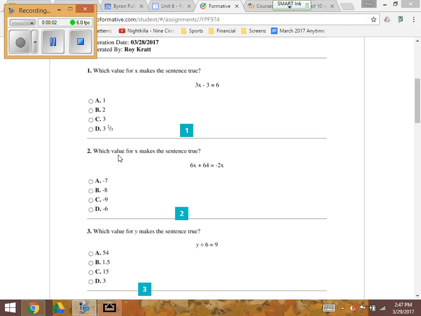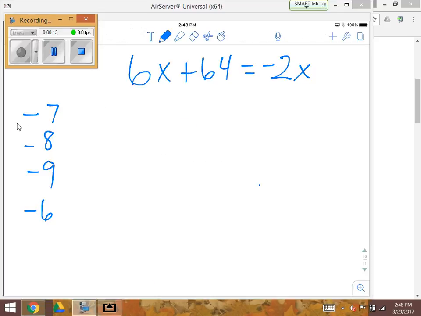Number 2, which value for x makes the sentence true? All right, so we have this equation, and we have these answers. So let's go check it out. We're just going to plug these in, and you guys have calculators, but I'm going to go ahead and throw them in by hand.